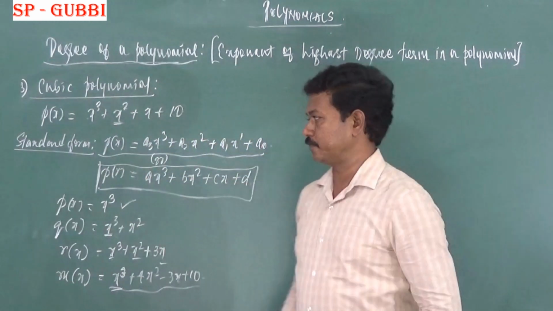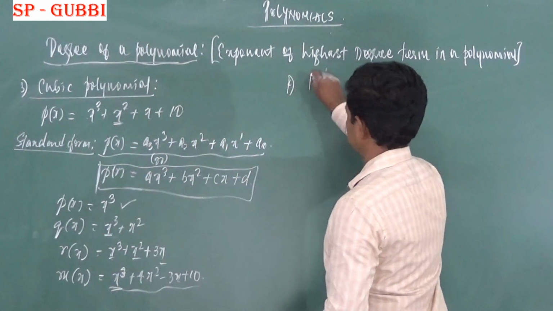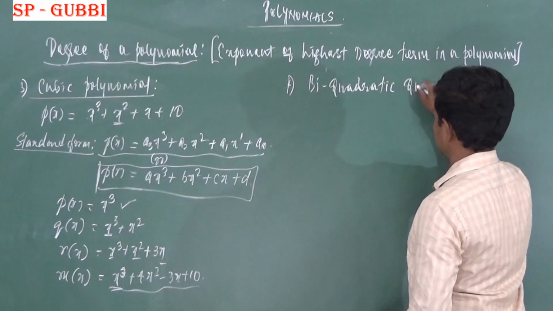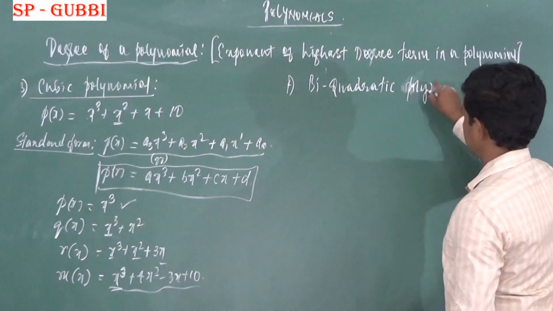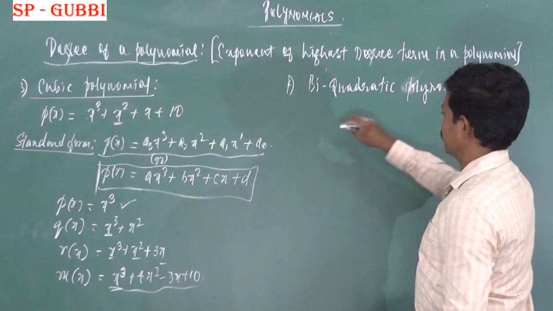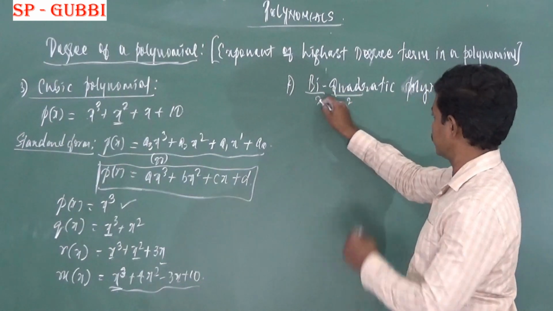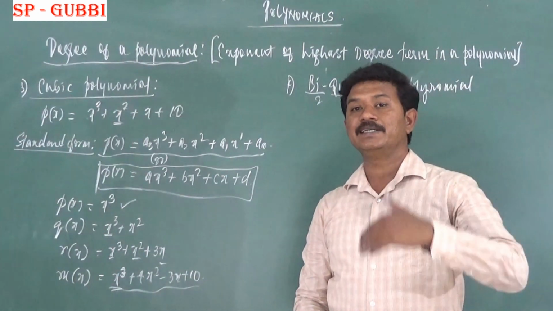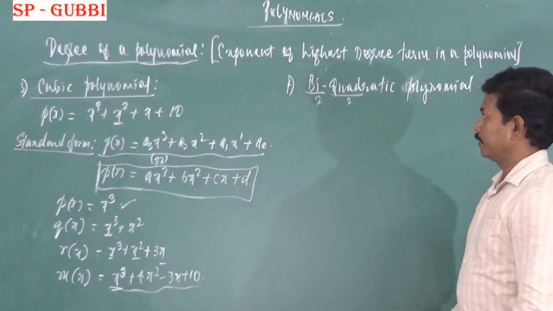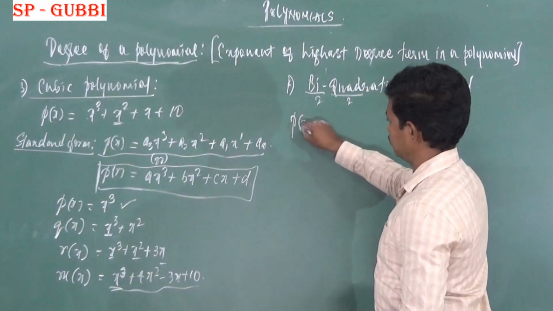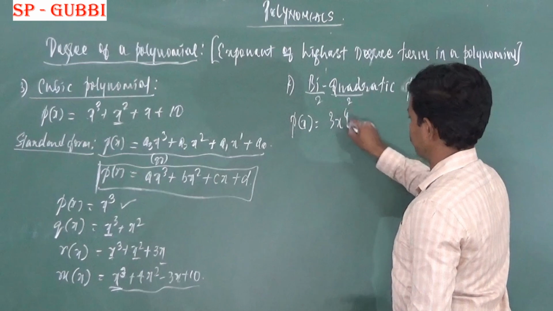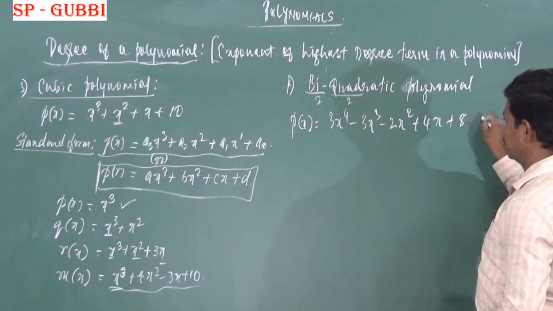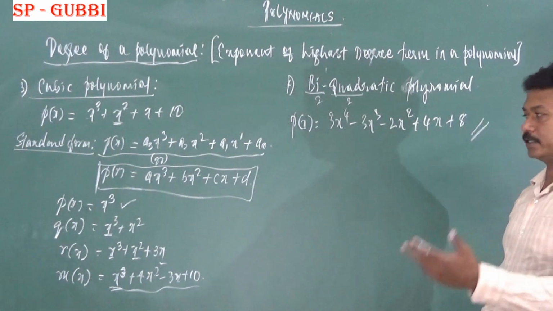So let us go with another type of polynomial, that is the biquadratic polynomial. Here bi stands for 2, quadra stands for 2, so 2 plus 2 is 4. If a particular polynomial involves a variable with degree 4, then it is called a biquadratic polynomial. I will write the polynomial, for example, 3x to the power 4 minus 3x cube minus 2x square plus 4x plus 8. So this is an example of a biquadratic polynomial.